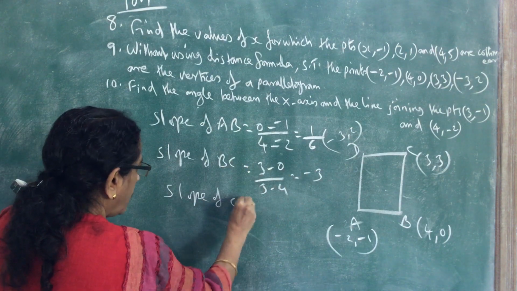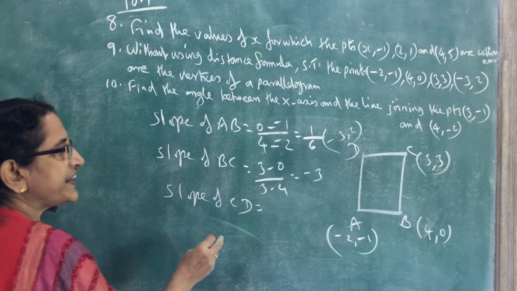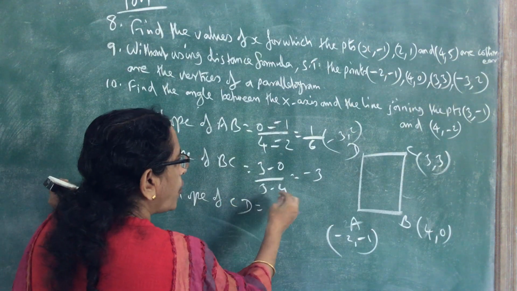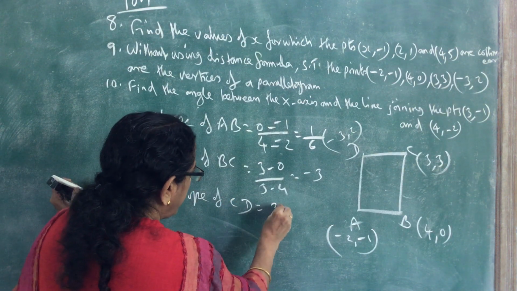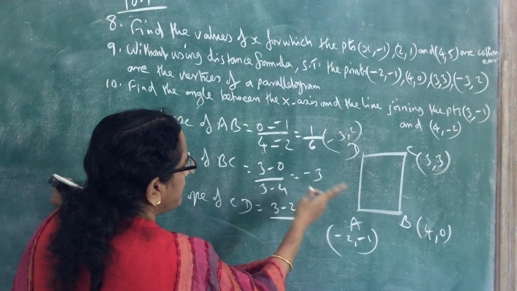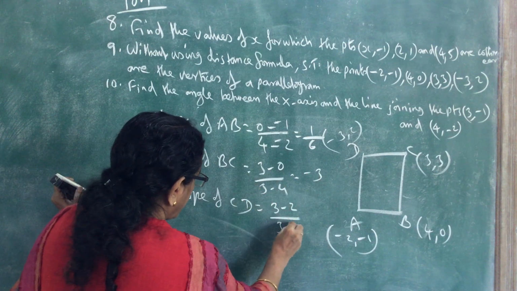Then slope of CD or DC. Slope of CD, that is (2 − 3) or (3 − 2), divided by (3 − (−3)).